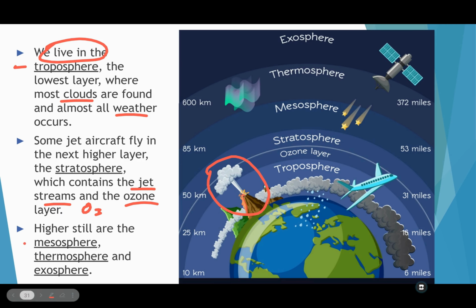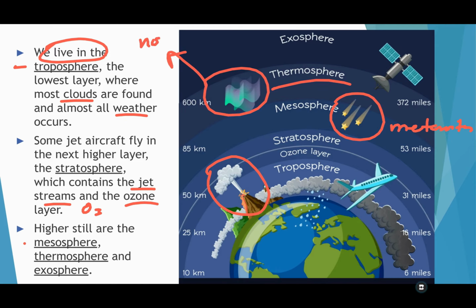In the mesosphere, we have meteorites. That's where they burn up. The thermosphere, that's the northern lights. And then the exosphere, that's where space is. So make sure you think about what occurs where, because I will ask you about that. So don't be surprised when you see some stuff about that.